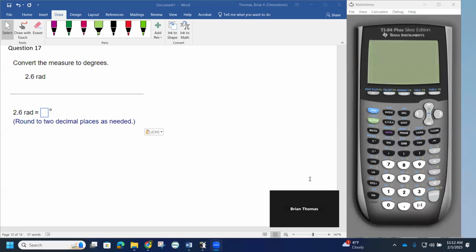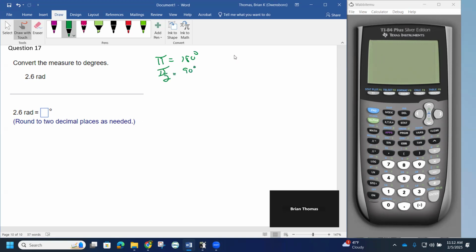Question 17 says convert the measure to degrees. So we have 2.6 radians. Well, I know from what we talked about, pi radians is 180 degrees. Pi over 2 radians is 90 degrees.